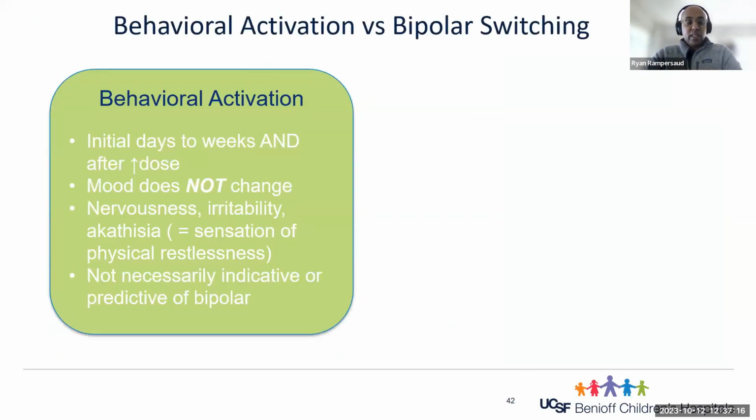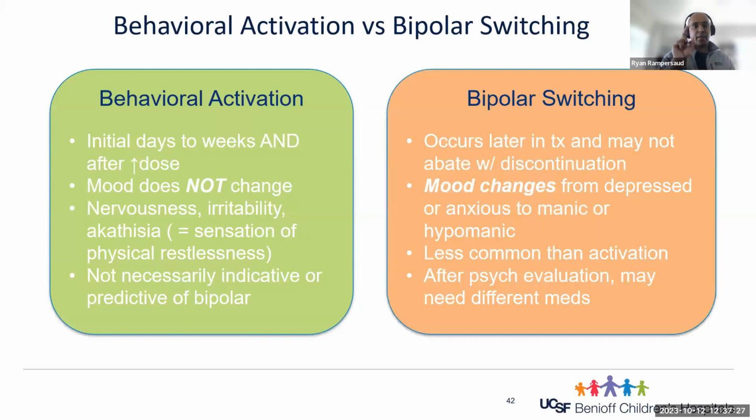The question that often comes up is behavioral activation versus bipolar switching. I think it can be a scary thing to think that you've precipitated a manic episode in a child. Just hit next once more. So what's the difference? Really the difference is about the temporal nature of these things. Behavioral activation occurs in the initial days and weeks after starting or increasing the dose, whereas a bipolar switch occurs later on in the treatment. So that's one piece that can help you determine whether or not there's a manic episode.